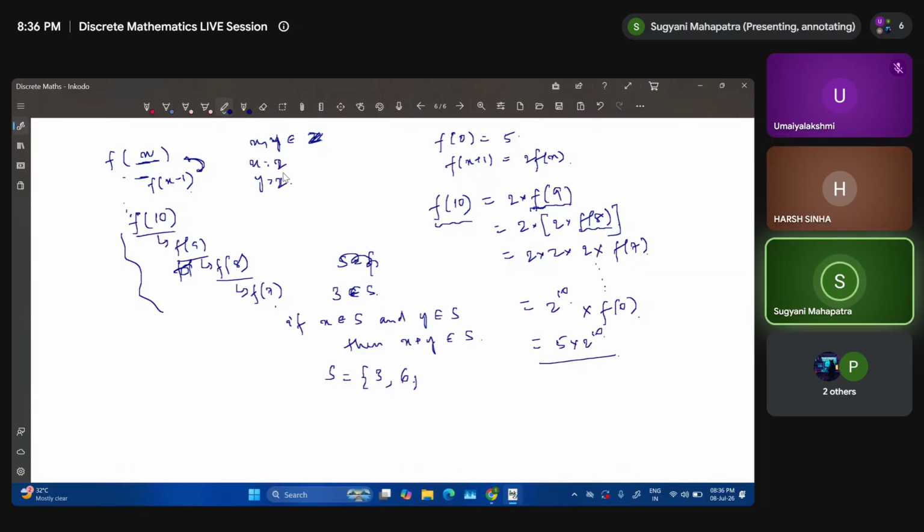Now I'm going to do x is equal to 2, y is equal to 3. y is in S, but x is not in S. So I don't know if x is in S or not.